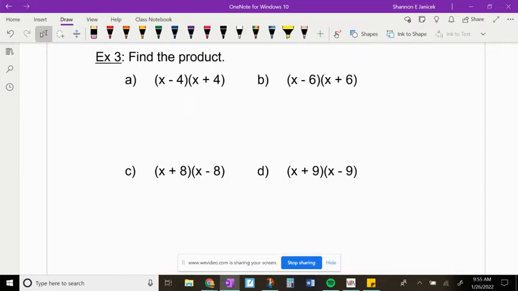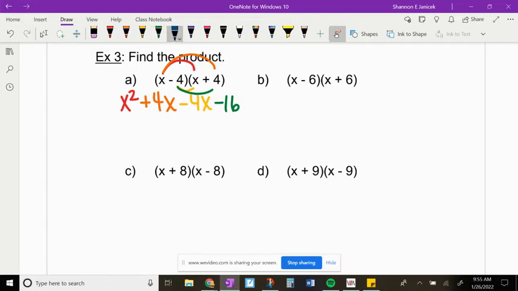Now, the difference is we have one positive binomial and one negative binomial. So when we are doing our FOIL, we're going to see what happens with all of our signs. So x times x gives us x squared. x times 4 gives us a positive 4x. Negative 4 times x gives us a negative 4x. And negative 4 times positive 4 gives us a negative 16.